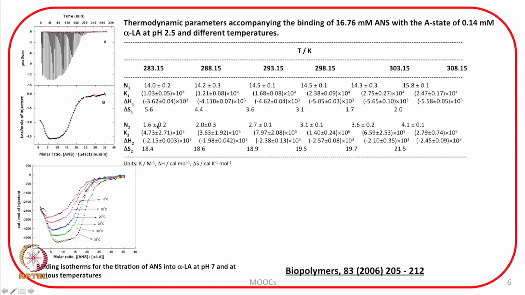What one gets is how many moles of the ligand are binding with the protein, what is the strength of binding in terms of K1 or K2, from where you can get delta G also, delta G naught, and you have information on enthalpies and entropies. The signs of enthalpies and entropy along with the magnitude can be interpreted in terms of the possible intermolecular interactions.